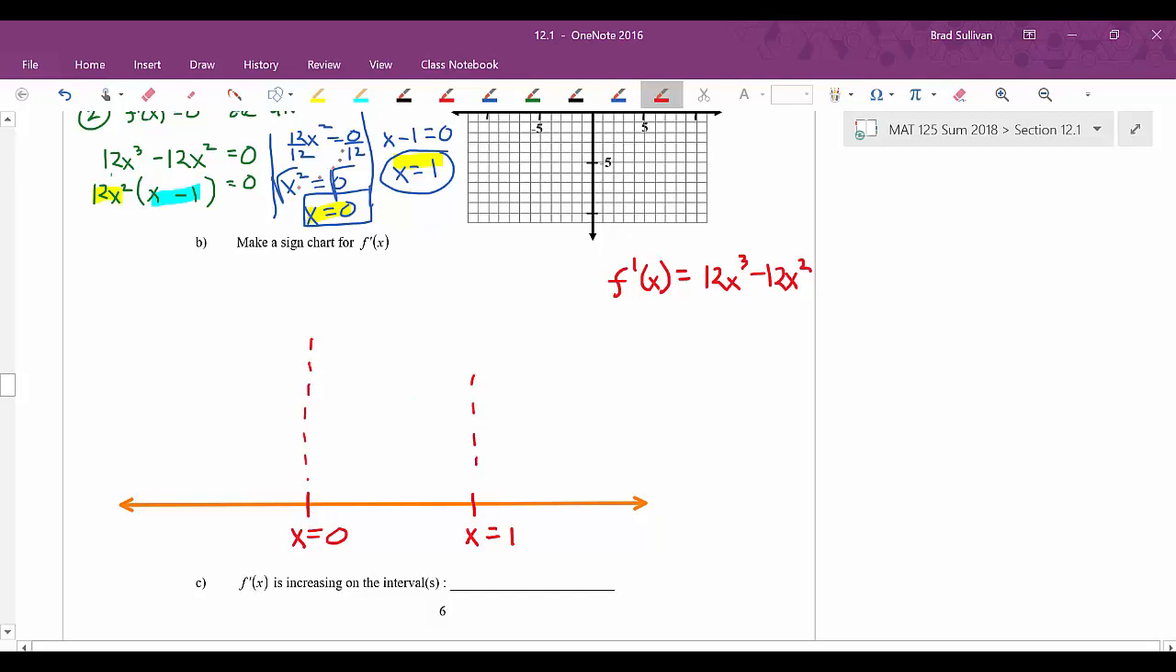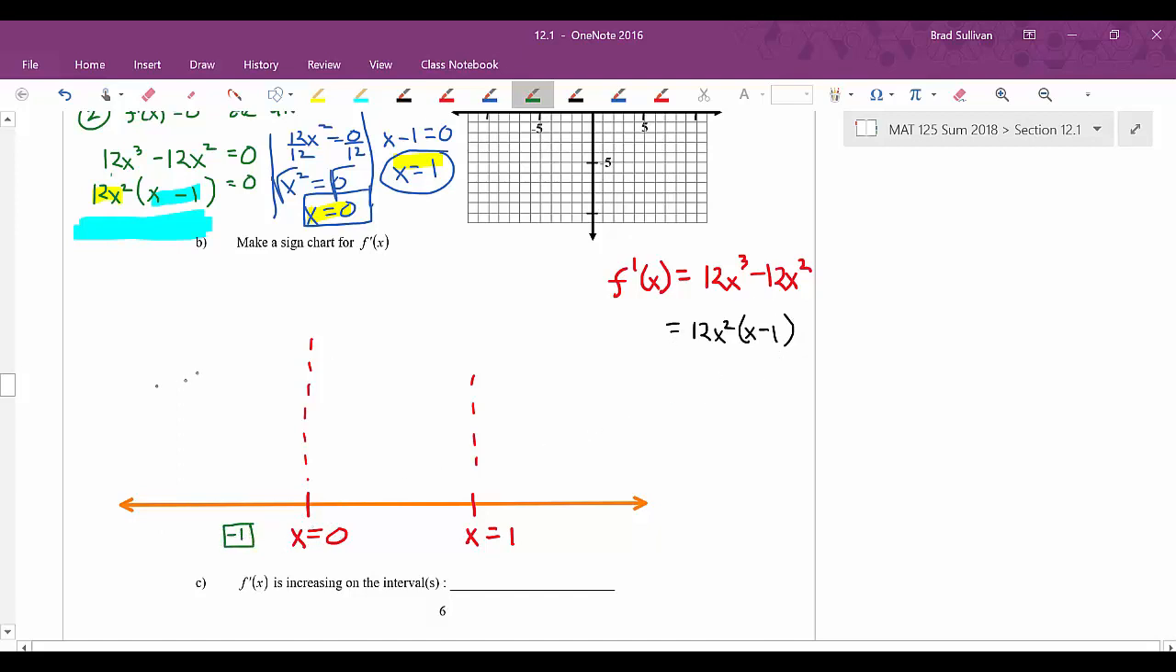Now, to me, it's best to use the factored form. So here's your factored form. Okay, you really get 12x squared times x minus 1. Now, you can plug your test points into the derivative. I just like the factored form. I think it's a little easier to manage that way. So I'm going to start here. You want to take any number that's less than 0. Just keep it simple. Let's use negative 1.